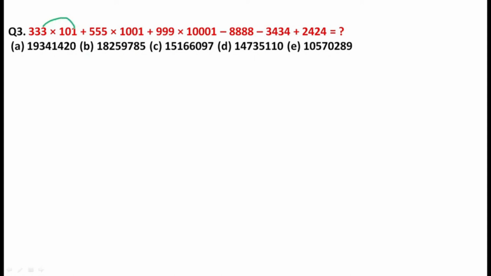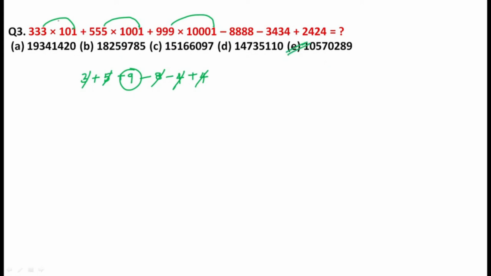So just observe how we can get the units place. 3 into 1 is equal to 3. In the same way, 5 into 1 is equal to 5. In the same way, 9 into 1 is equal to 9. Minus 8 minus 4 plus 4. Now guys, you can cancel all these units places. Now we are left with the units place 9. If you go through the entire resultant, the last digit is 9. We have only one option. Now you can choose your option: E.